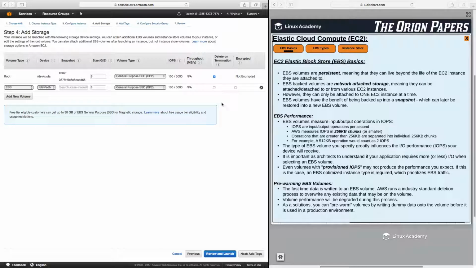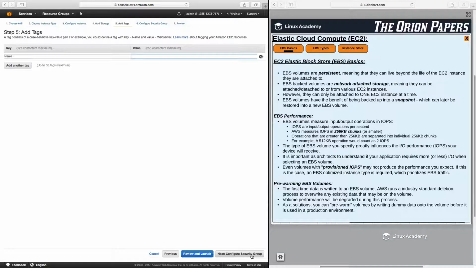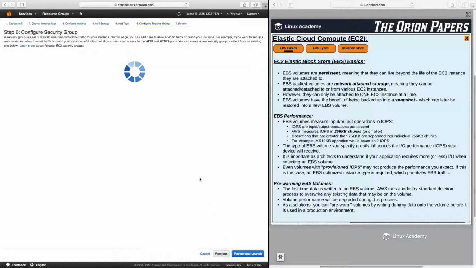So now that we have a better understanding of the storage for our EC2 instance, we can move on to add tags. Now this is something I'll just spend about 30 seconds on here. Tagging again is a way to organize and put names onto our EC2 instances. So as an example, I can just add this as dev EC2. And next we'll move on to configuring our security groups for the EC2 instance.